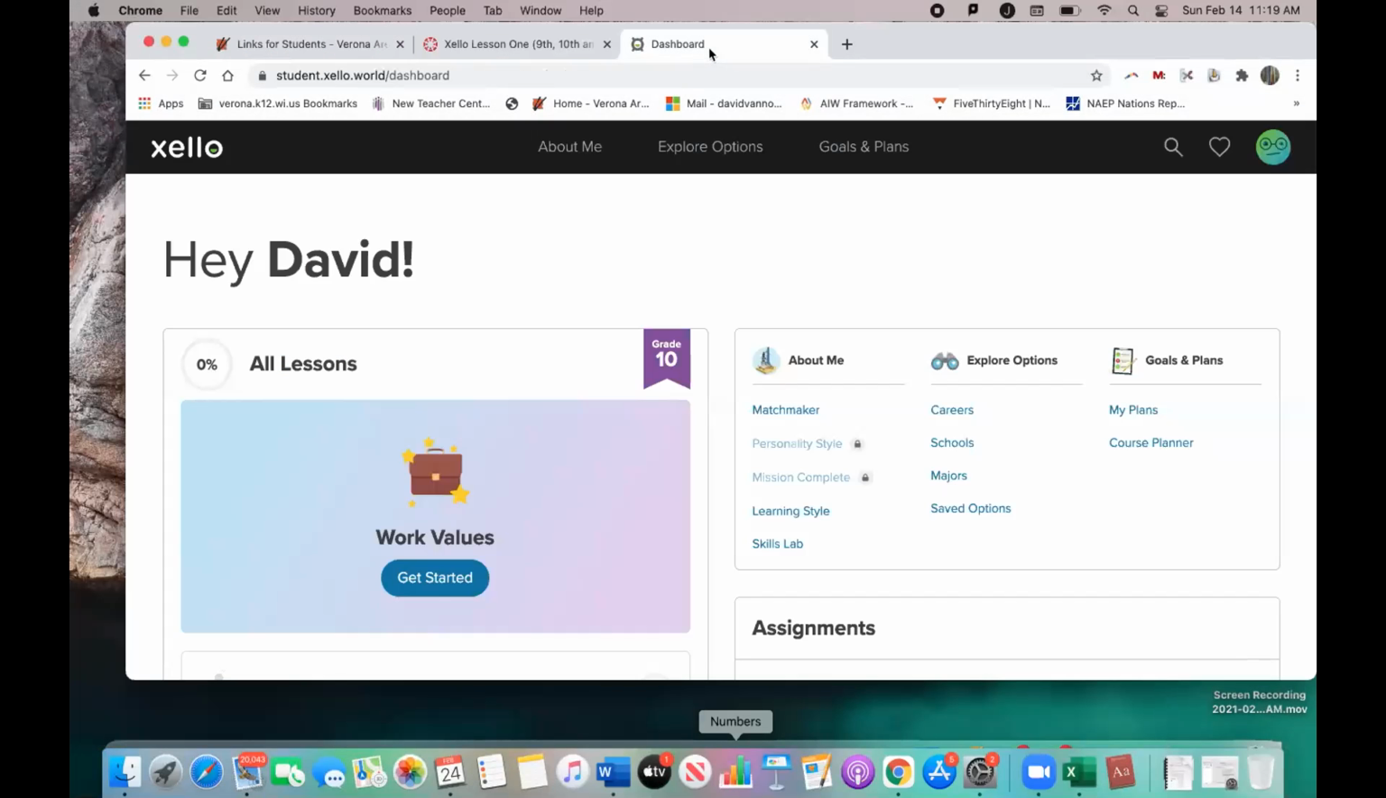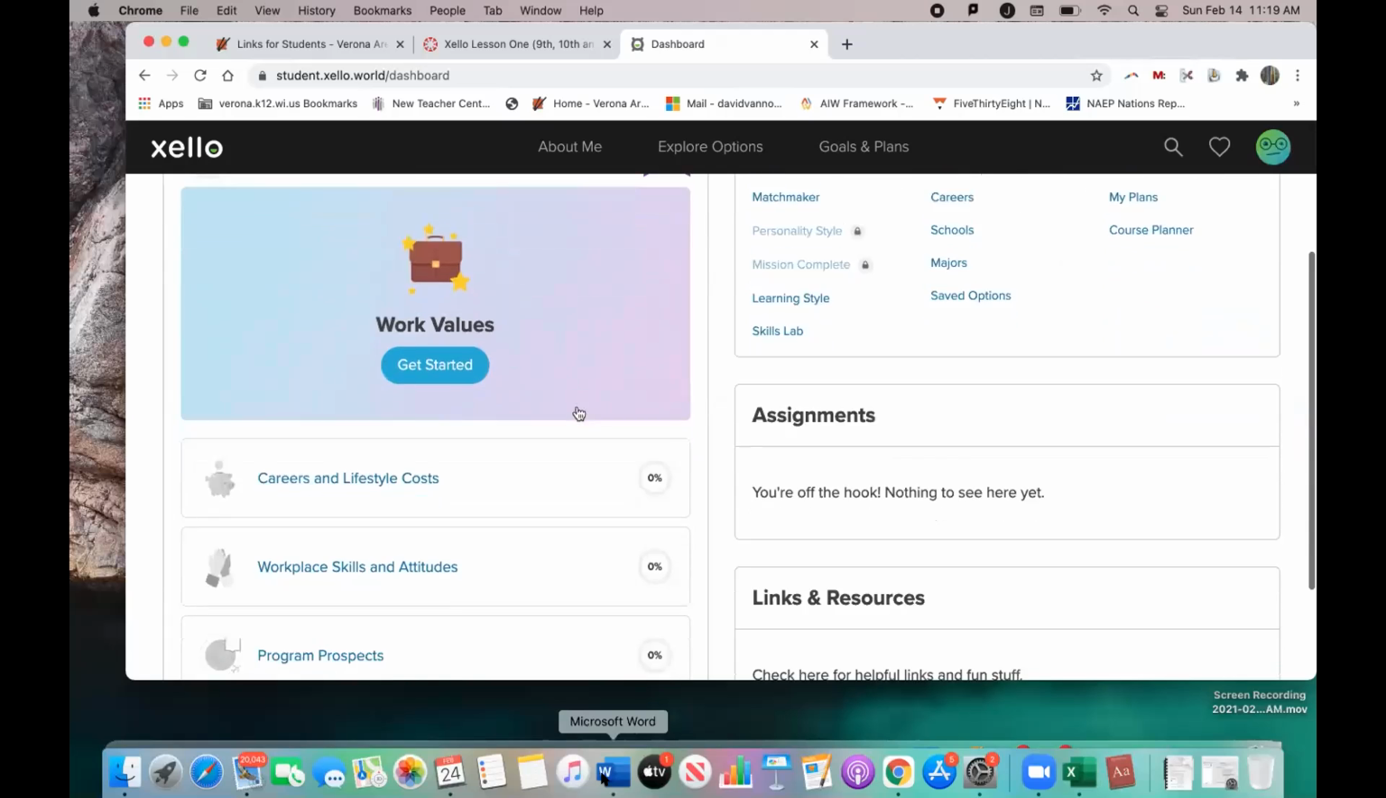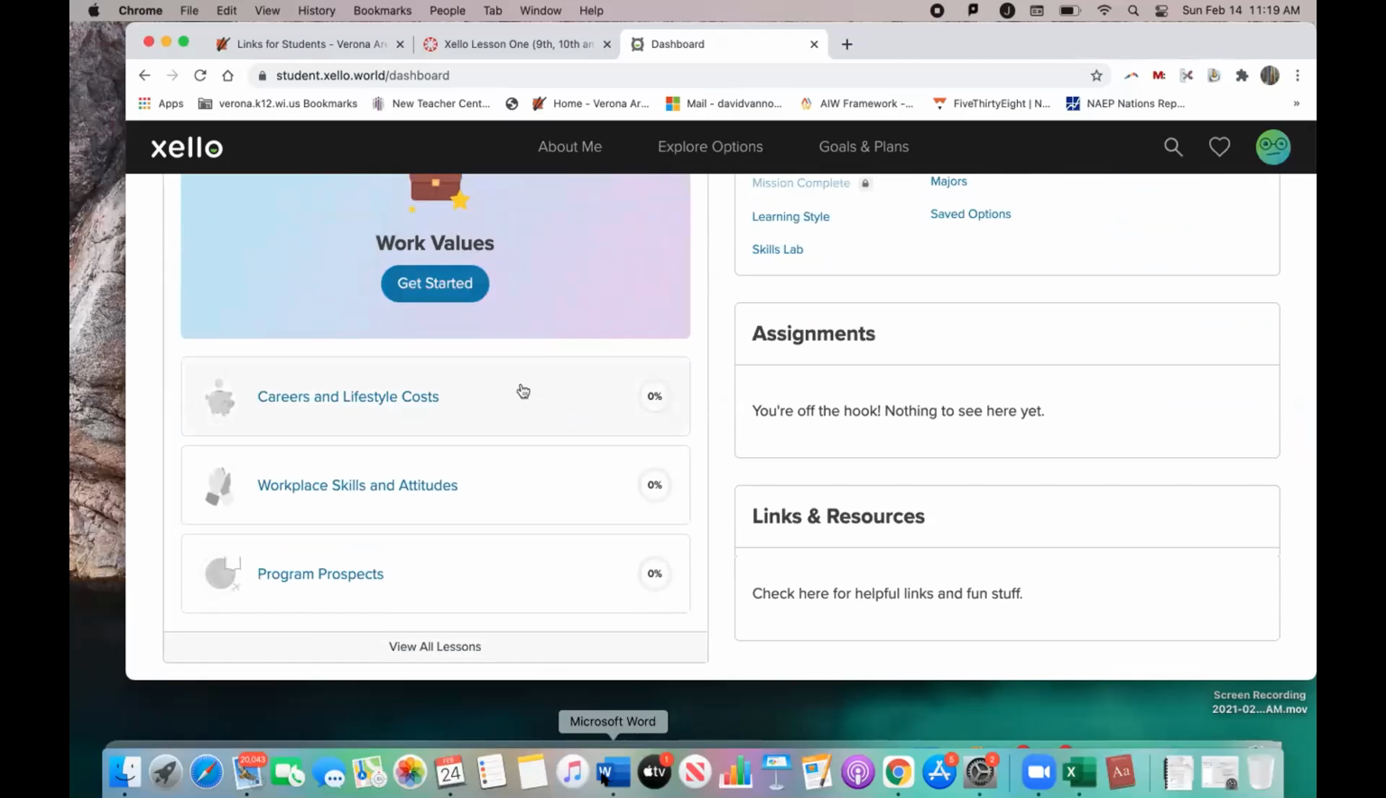Once you log into Zello, it's going to look like this. I'm logged in right now as a 10th grade student. To get to the lessons, you're going to scroll down. It'll be on the left-hand side, and the lessons will all be in order here. The first one right under the colorful box is going to be Zello Lesson 1. That's what you'll focus on for today.